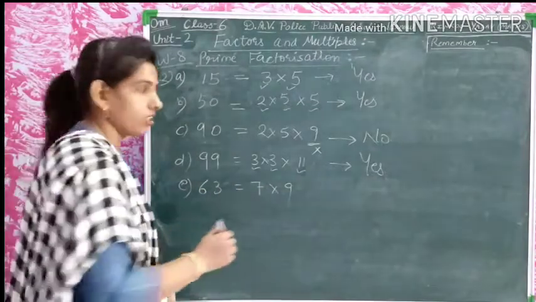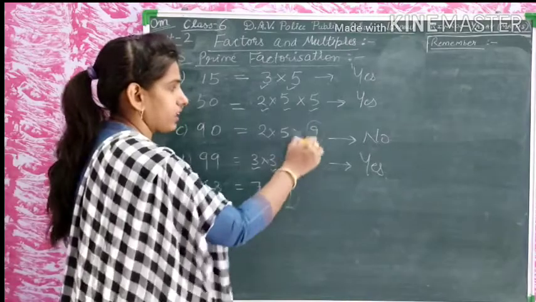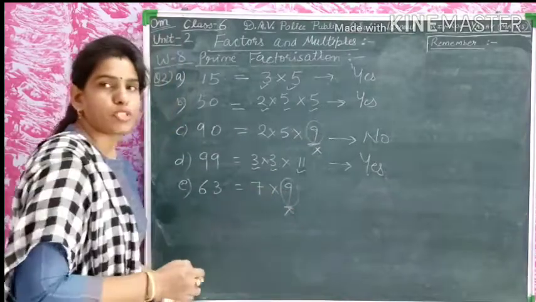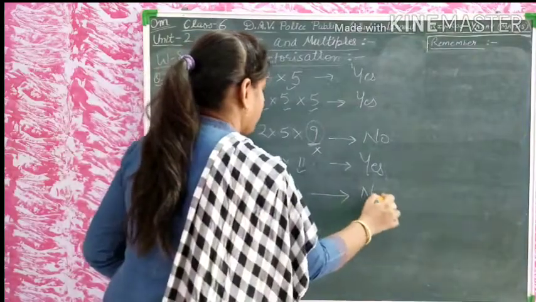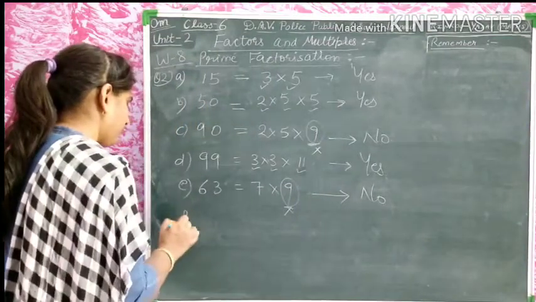Now part E. Prime factorization of 63 is equal to 7 into 9. Is it possible? Again, there is 9 here. But this is not prime. It means not prime factorization. This is no.